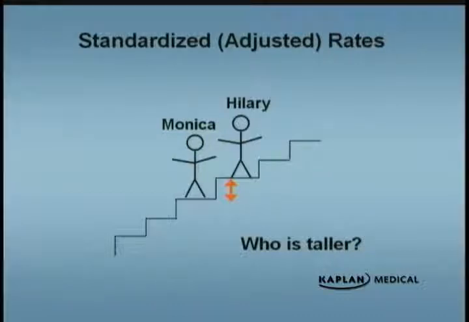If we wanted to get a clean direct comparison, it should be obvious how we do that. We get Hillary to step down, be on the same step as Monica, Monica to step up, be on the same step as Hillary, or they both go to some third neutral step. But as long as they're on the same step, we can do a simple, easy comparison. This is what we're doing with a standardized or adjusted rate. Simply getting the same level demographically, and because of that, therefore, we can get a simple comparison, not in terms of height, but in terms of health issues. That's the metaphor I want you to hold on to.